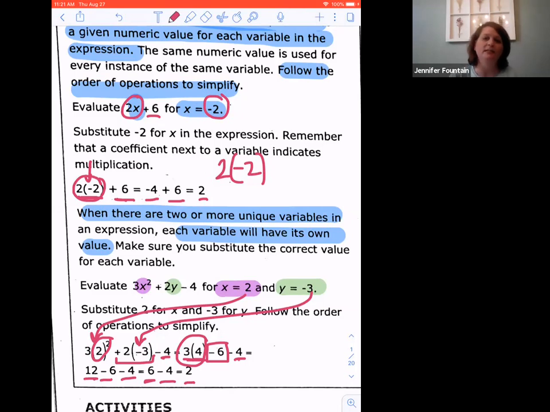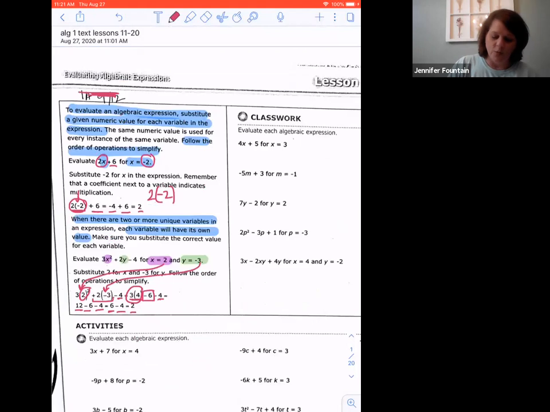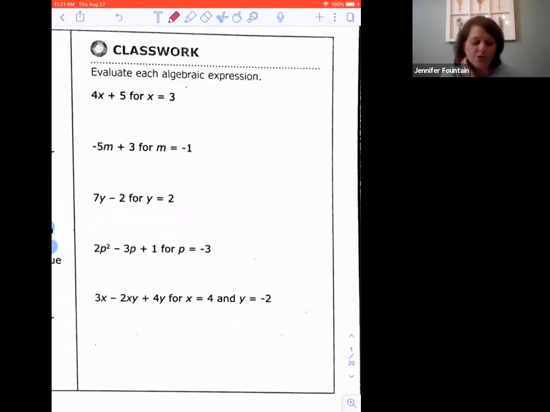We were talking about evaluating. If you see the directions say to evaluate, that means you're plugging something in. A little bit ago, we were working with being able to write our expressions, but now we have them written out and we're going to evaluate them by plugging in the numbers that we did not know previously for variables. Once we know what number is in the variable, then we can go ahead and solve. So let's go right over here to our classwork, and it says to evaluate each algebraic expression.